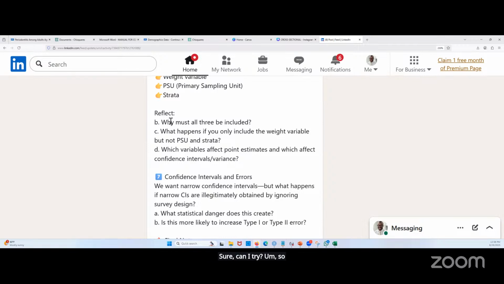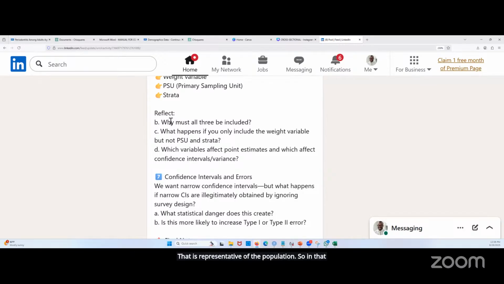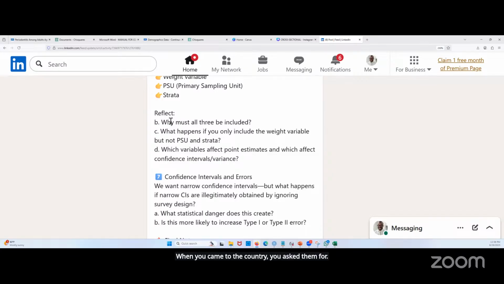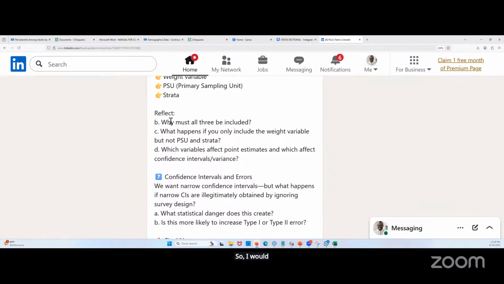So I believe that a cluster is needed when you don't have a master list that is representative of the population. So in that example you gave us, you already told us that when you came to the country, you asked them for a list or something, then they gave you about 1 million people, which is their population, of which you now randomly sample to get your sample. So what you asked us is an illustration where we can use weights and strata without clustering.